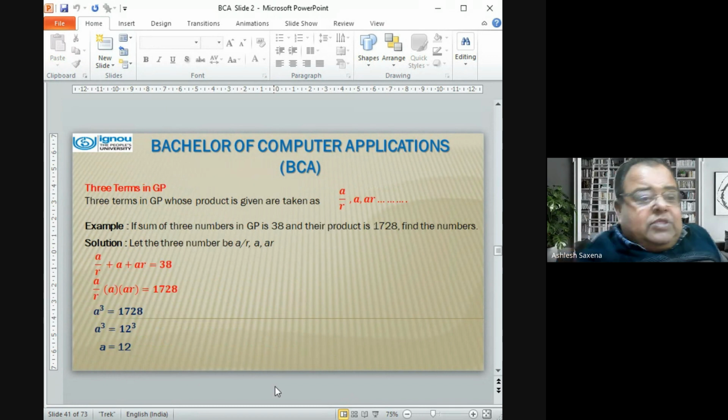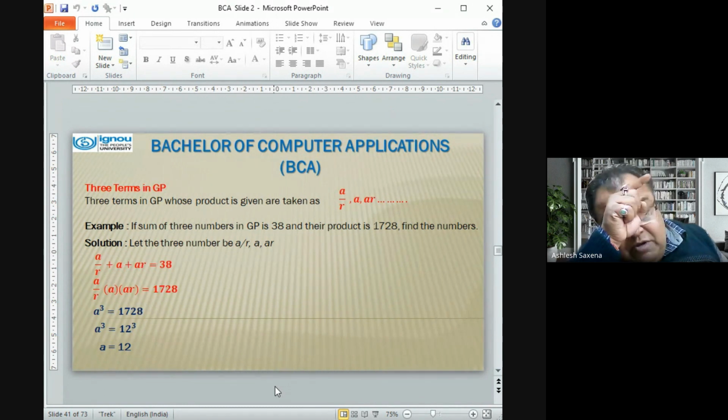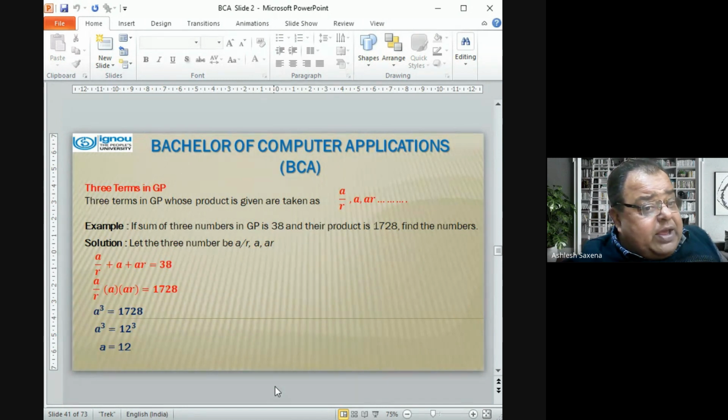Now, three terms in GP. We have seen three terms in AP. Now you have seen three terms in GP. These are the standard, we cannot change it. Because here what is going to happen, product will be given. There the sum was given, here the product will be given. A upon R, A, AR. Now the question arises, why we are using it? I said the product will be given. When you will be multiplying these three numbers, you will be left with A cube only. Correct? Now, come to the problem.